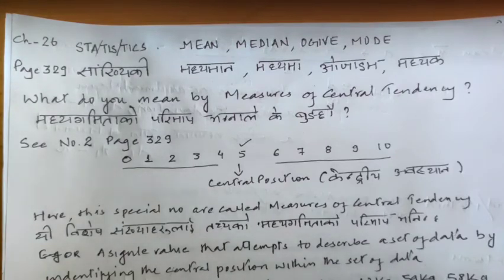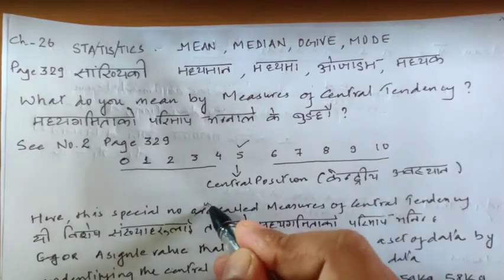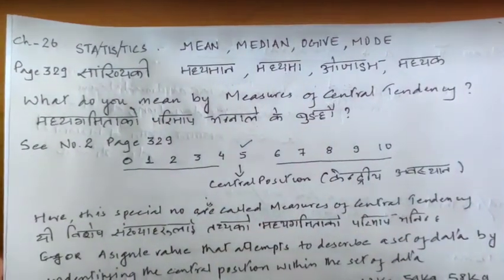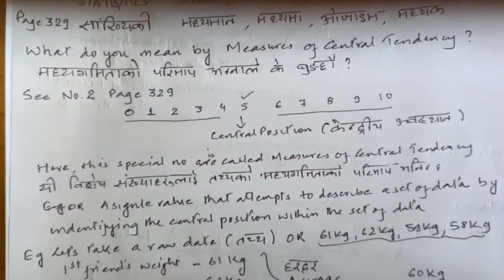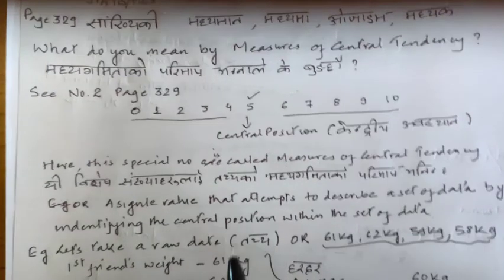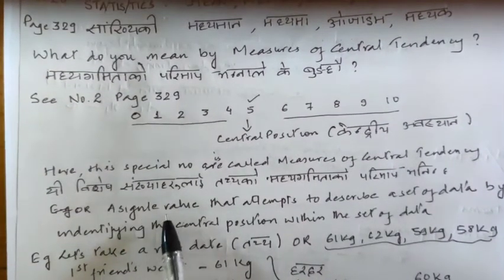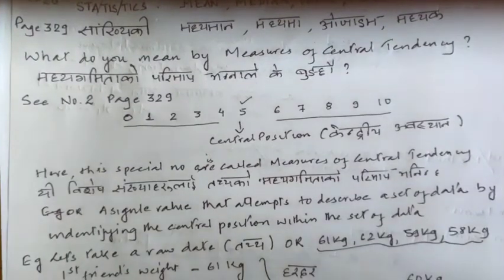If you can see, I have written it in English. Here, this is a special number. Here, this special number is called measures of central tendency, or this special value. Or you can see below what I've written: a single value that attempts to describe a set of data by identifying the central position. Okay, a single value that attempts to describe a set of data.